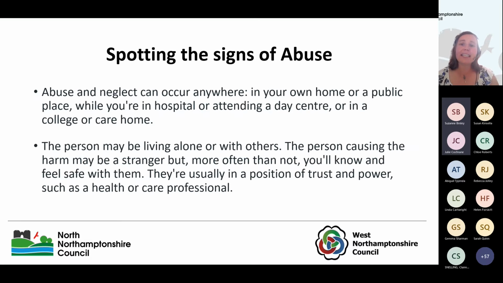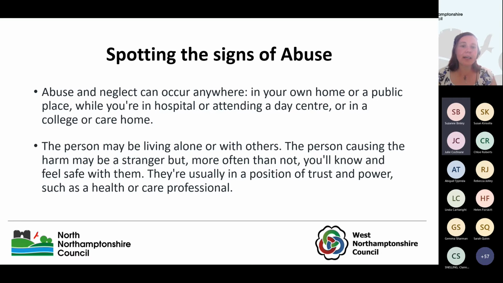So one of the things we need to be able to do to keep our adults safe is to be able to spot the signs of abuse and neglect. They can happen anywhere: in your own home or the person's own home, in a public place, in a hospital, at a day centre, at college, or at a care home. There are lots of different places that they can happen.